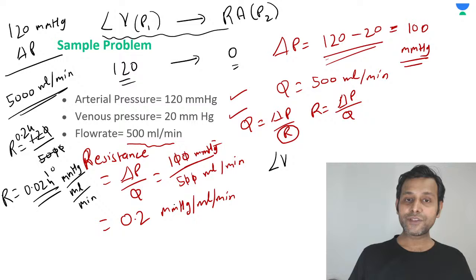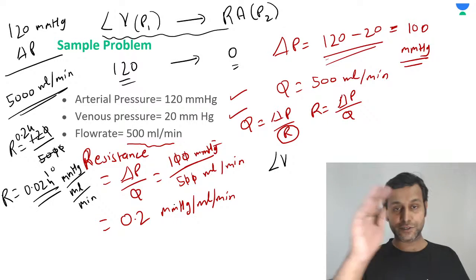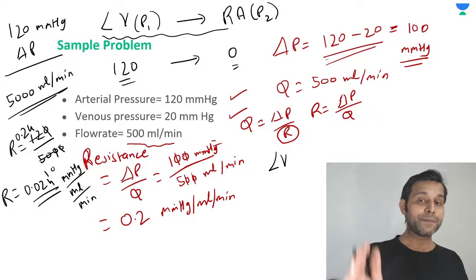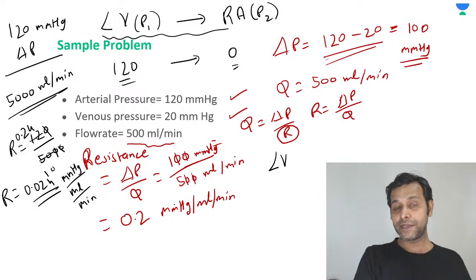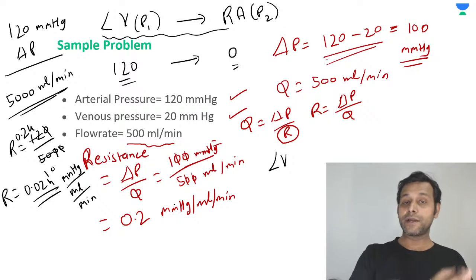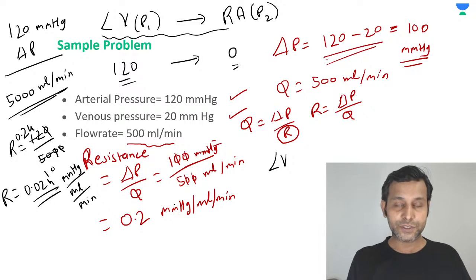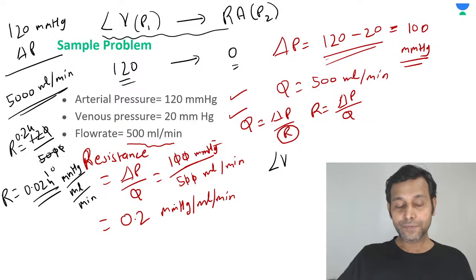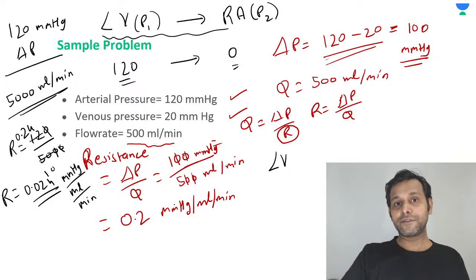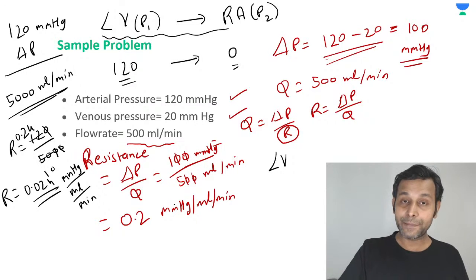Yes, so this is the resistance across your arterial tree or arterial venous tree, complete blood flow. 120 mm of Hg is the pressure difference from left ventricle to the right atrium, and the complete blood flow you can say is the cardiac output, which is the amount of blood flowing throughout the vasculature, that is 5 liters per minute. So it is 5000 ml per minute.